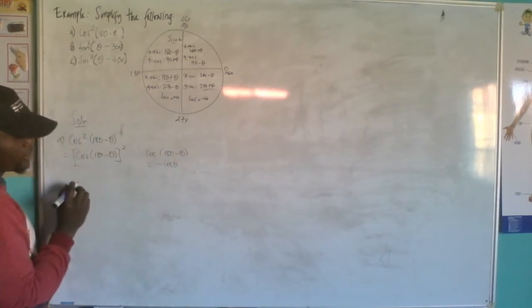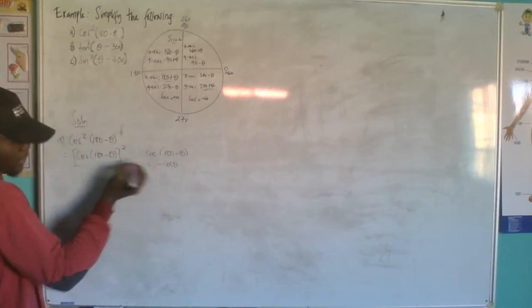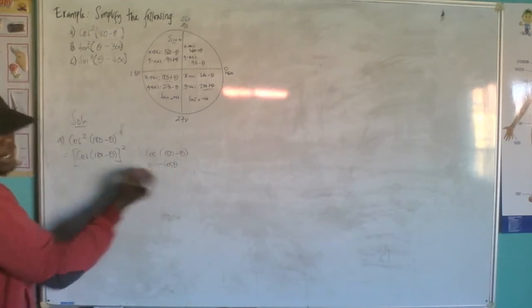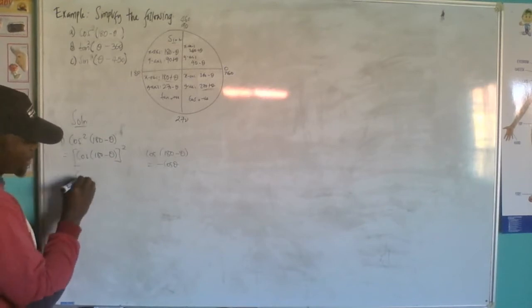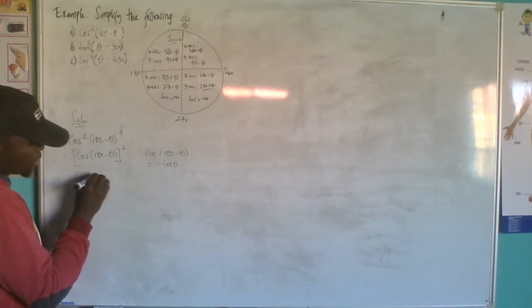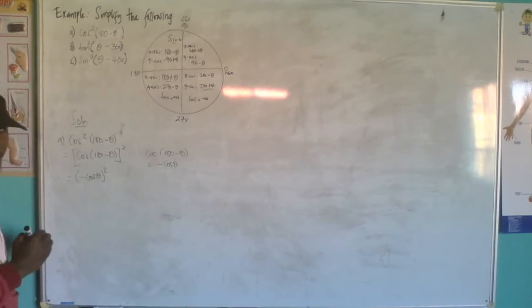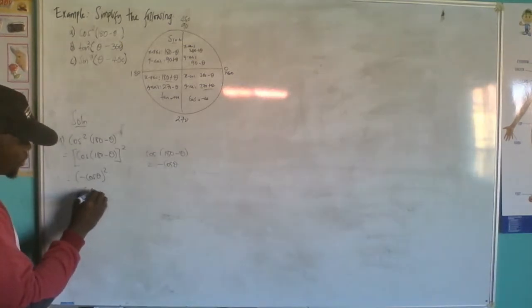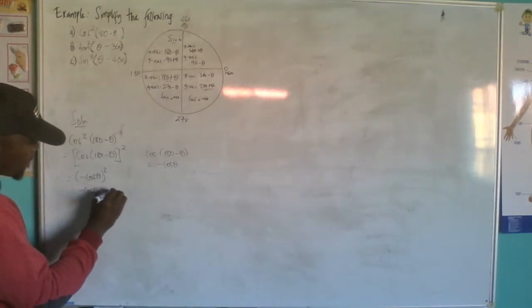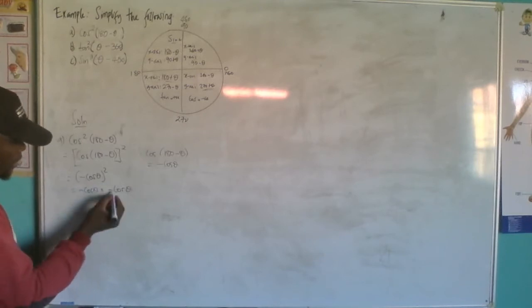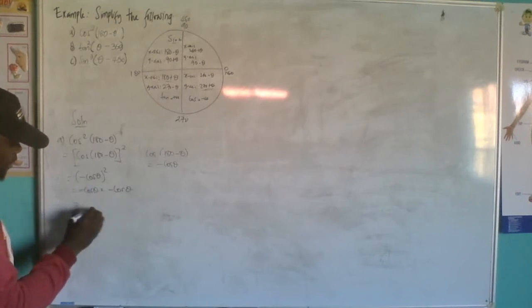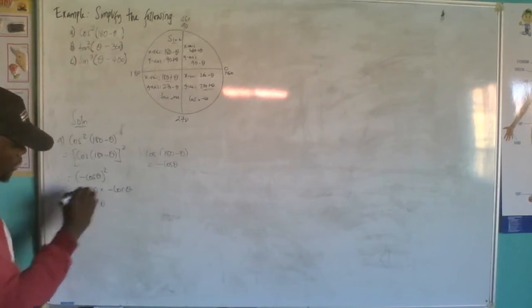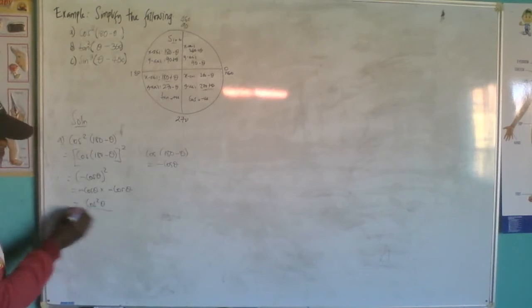So I'll come there, look at this. In place of this, I'll write that. But I'll maintain my square. So I'll have open brackets minus cos theta squared. This is the same as minus cos theta times minus cos theta. Then the negative and the negative will go because you have negative times negative. Then cos times cos definitely becomes cos squared theta. That's how we go about it.